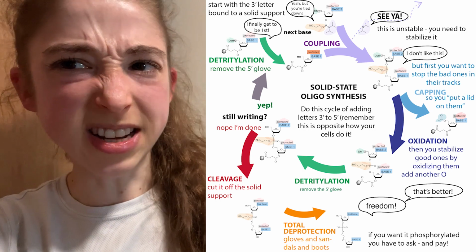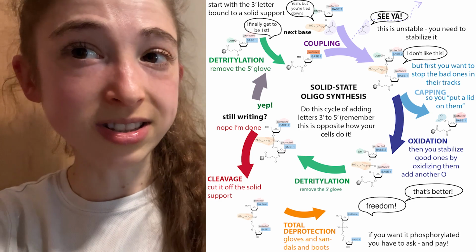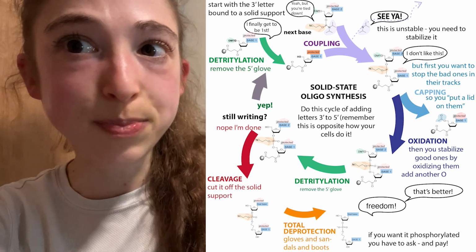Ever wonder how primers and other oligonucleotides actually get made? It's this process called solid-state synthesis using these phosphoramidite monomers. So let me explain how this works.